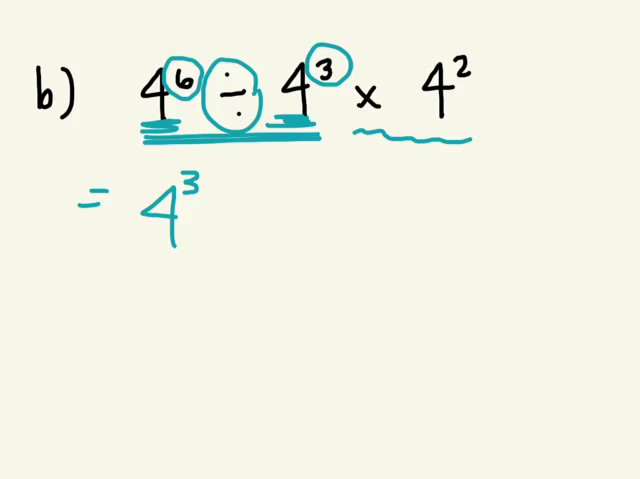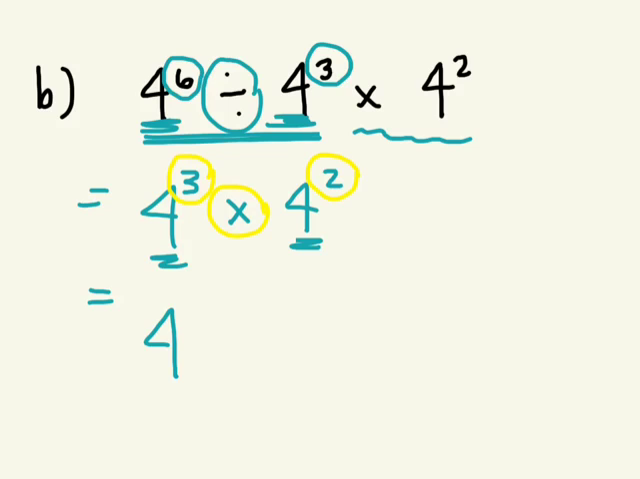We still need to include this, times 4 to the power of 2. Do we still have the same base? Yep. So we write the base, and what do we do with the exponents? Because you subtract, we add, so it's going to be 4 to the power of 5. Good. And that's the answer as a single power.